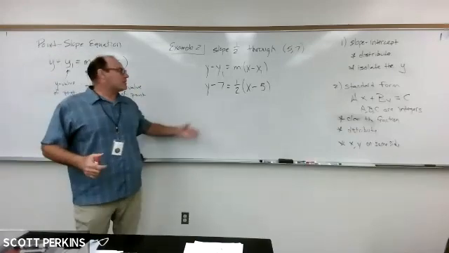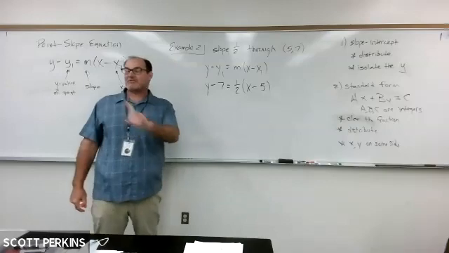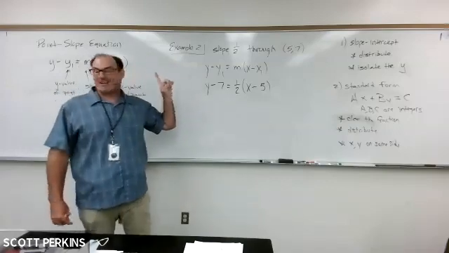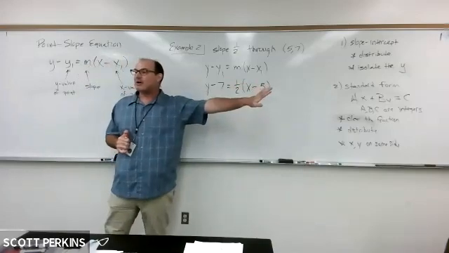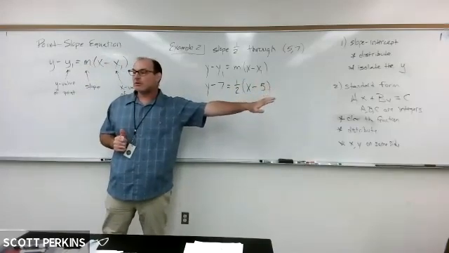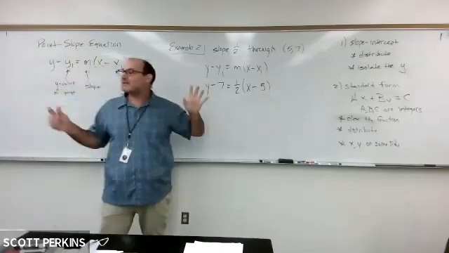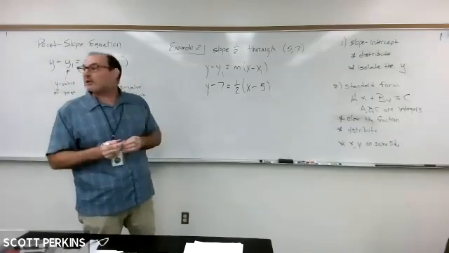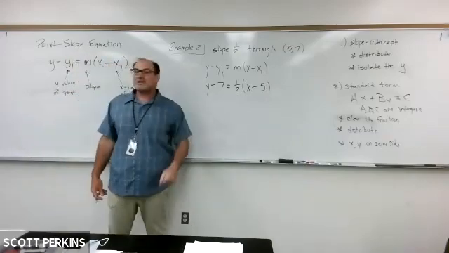All right, so here's my problem. y minus 7 is equal to a half x minus 5. If the first thing I want to do is clear the fractions, what am I going to multiply all my terms by? The common denominator. What was the common denominator? 2. Yes, exactly right. If you said 2 and I didn't hear you, I apologize, but that was the right answer. So I'm going to multiply each term by 2 to get rid of my fraction.